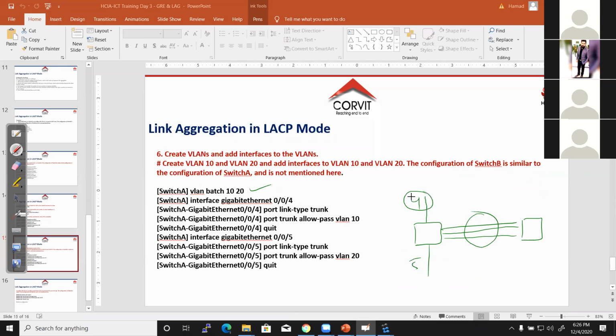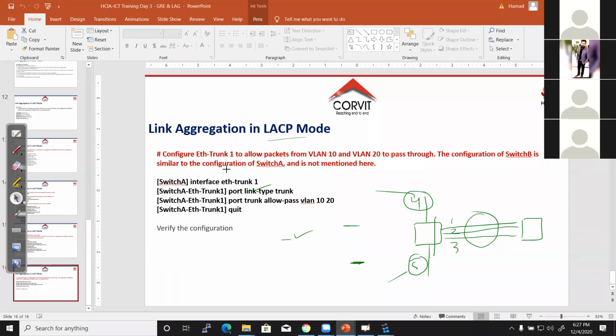We are binding this interface with VLAN 10, and we are binding this interface, which is 0/0/5, with VLAN 20. All right, so this is optional. You can do that, but just for the sake of the LACP mode configurations, you only need to do that on the first 3 interfaces. So that's what we have done before: create VLANs and make them members of the interfaces.